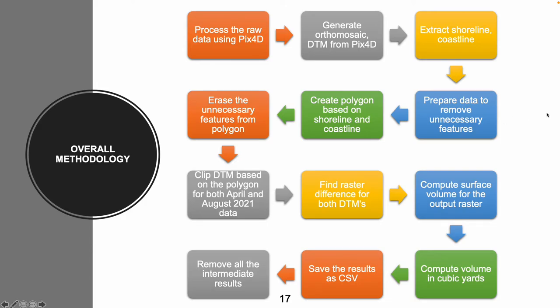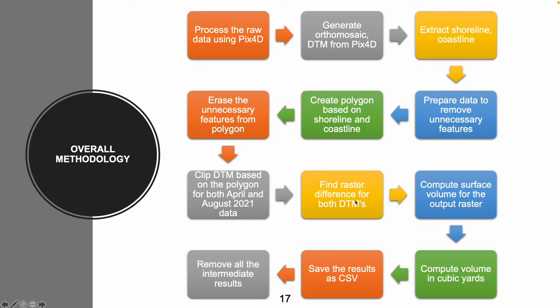So those data has to be prepared as polygon data. So that is being collected, and then we create a polygon based on the shoreline, coastline, and the unnecessary features. So overall now we'll be having a polygon with us. With the help of this polygon, we'll be clipping the DTM of April and August 2021 data. So we have two DTMs now.